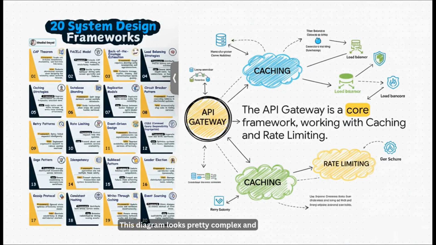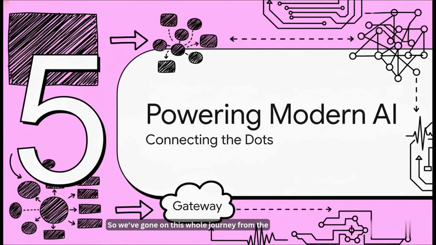Okay, wow, this diagram looks pretty complex and... well, it is. This is basically a map of the universe for modern system design. But you don't need to know what all these boxes mean. Just focus on what's right there in the middle, the API gateway. It's the central hub that connects and manages all these other concepts, making it an absolutely essential pillar for any big, secure system.